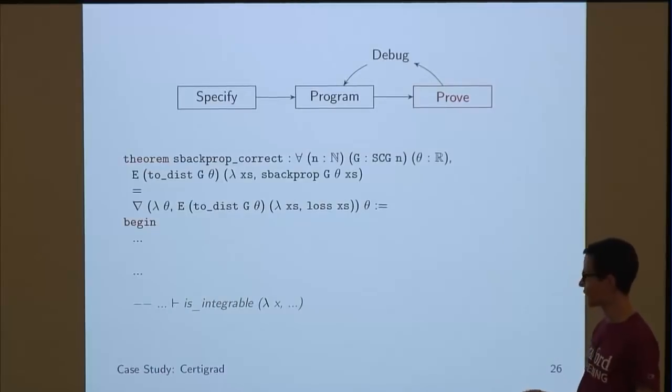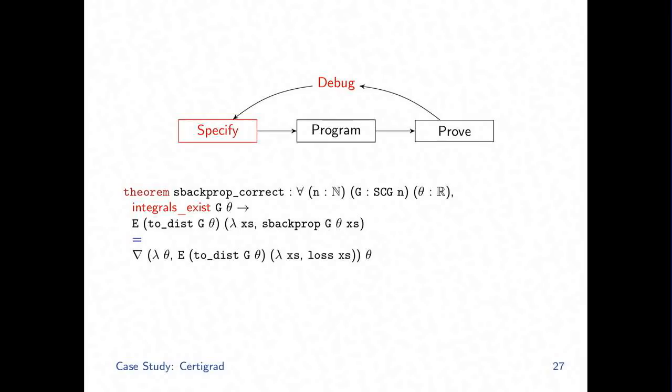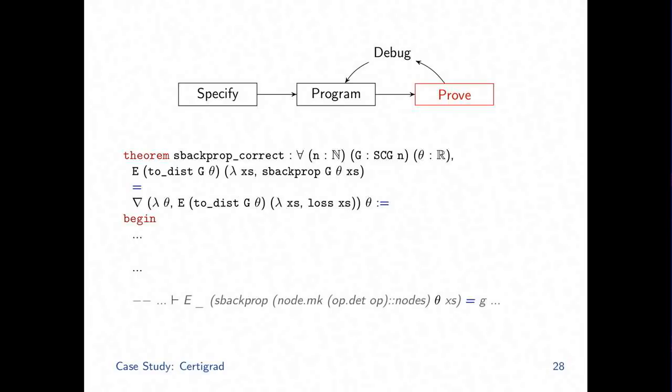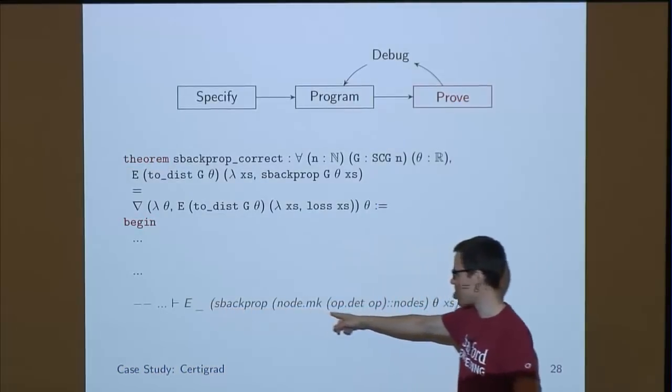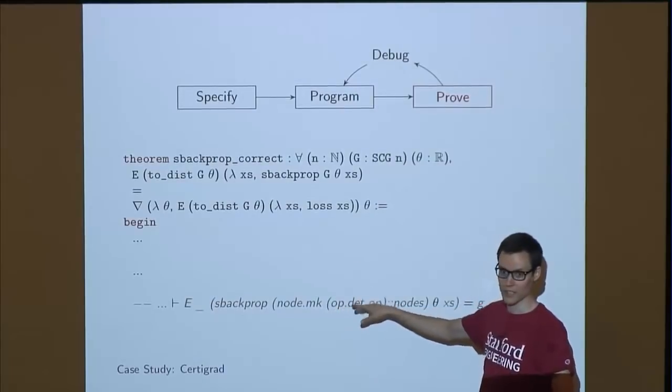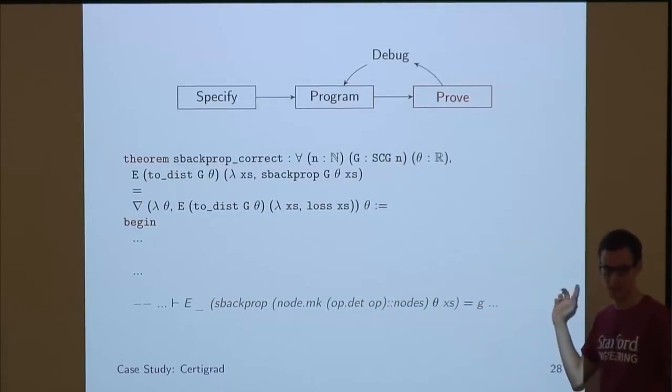So I realized that I actually need to debug my specification. So I go back and add another precondition that some integrals exist on G. And now I go back to prove one more time, take a few more steps, and I massage the right-hand side just enough. I do case analysis on whether my node is deterministic or random, and I end up learning that the expected value of S backprop on this branch has to equal this term.